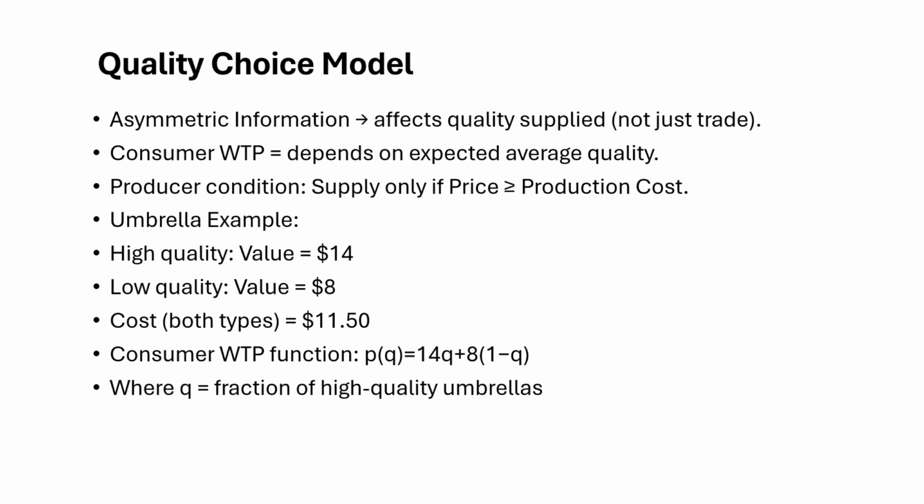Now, in a competitive market, the price consumers are willing to pay equals the average quality in the market. This average willingness to pay can be expressed as P(Q) = 14Q + 8(1 - Q), where Q is the fraction of high quality umbrellas in the market, 14Q is the part of the consumer valuation that comes from high quality goods, and 8(1 - Q) is the part of the consumer valuation that comes from low quality goods. So we can say P(Q) is simply the weighted average of both values.